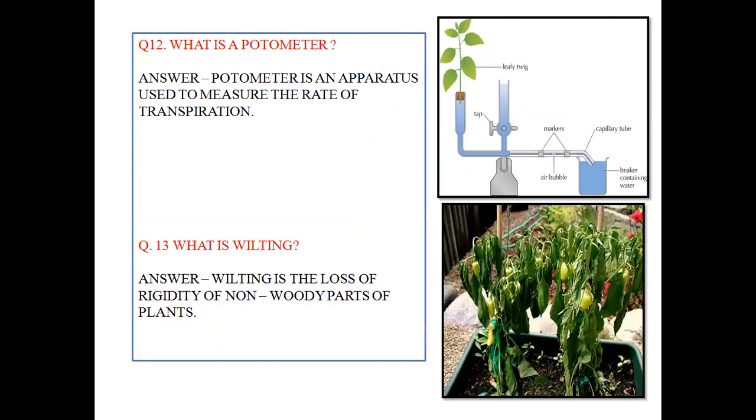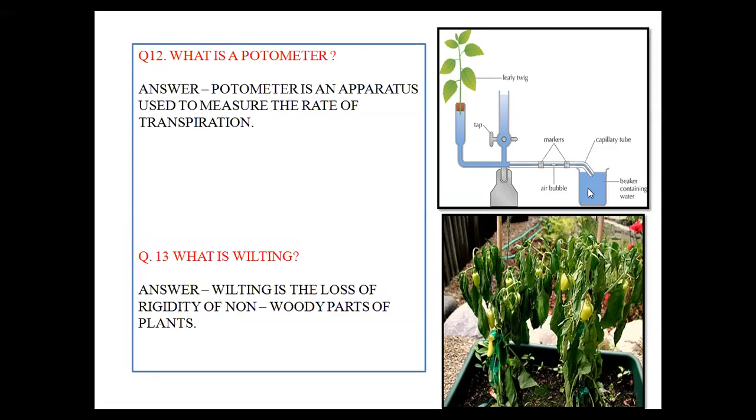Next is a potometer. Students, all of you can see on the right hand side, I have pasted a picture which shows an instrument known as a potometer. A potometer is an apparatus used to measure the rate of transpiration. And how does it do it? We put a twig on one end of this apparatus, and the other end of this capillary tube is placed in a beaker containing colored water.